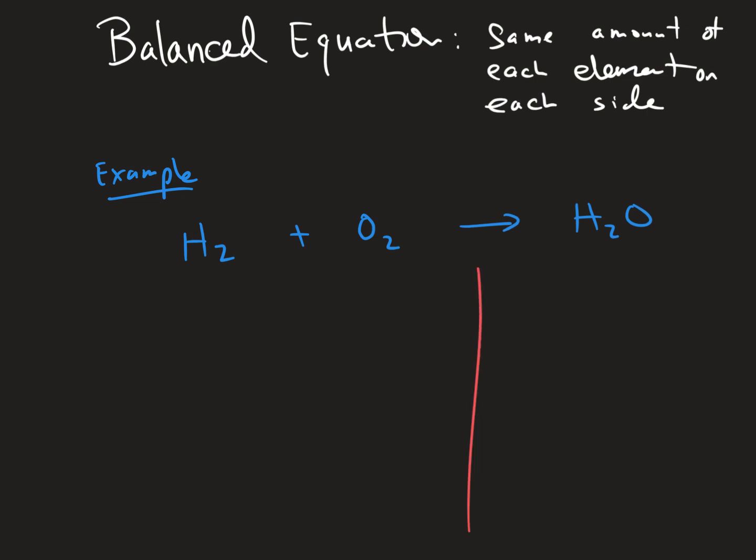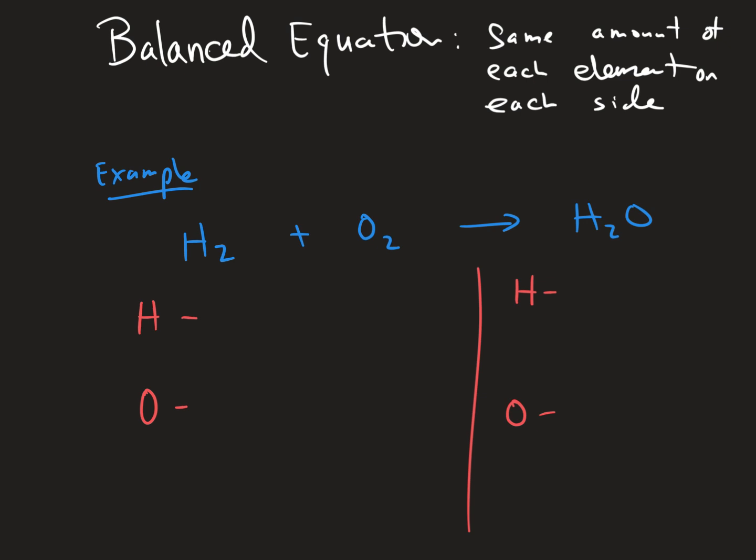So I write a line right where that arrow is. On the left side of the arrow, I have hydrogens and oxygens. On the right side of the arrow, I better have the same ones. If I don't, something is wrong with my product, right? I can't start with hydrogen and oxygen and end up with something different. Got to have the same elements, okay? And so let's just count these.